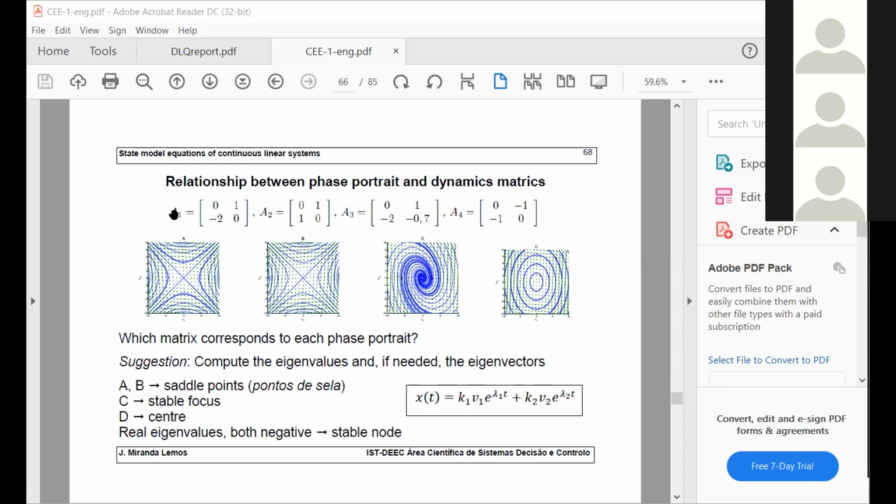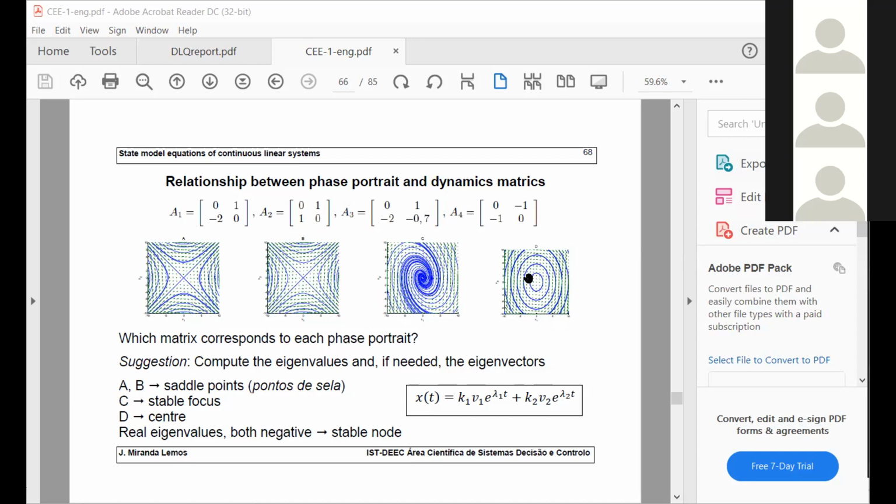So you're saying that A1 corresponds to D. Why? Because it's just pure imaginary poles. If you have pure imaginary poles, you have an exponential of a pure imaginary number, which is cosine plus j, where j is the imaginary unit, times sine.